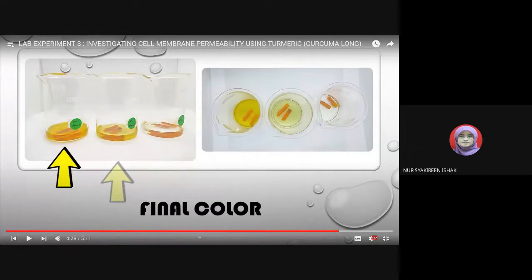So why do you think there are differences in the color of these three solutions after you immerse the turmeric for 15 minutes in them? Why do the solutions turn into different colors? If the distilled water remains clear, the ethanol turns light yellow, and the 100% ethanol turns bright yellow, what do you think are the factors that influence the color to change to these respective colors?